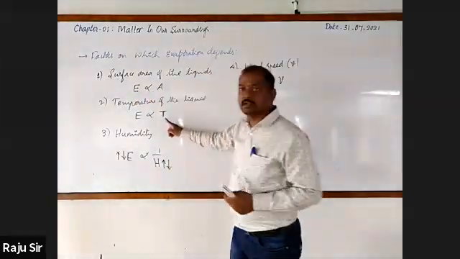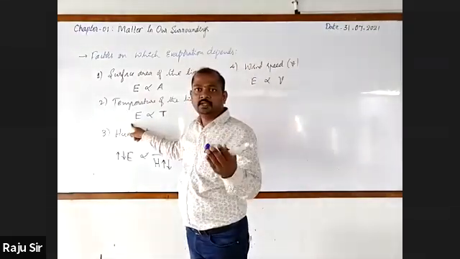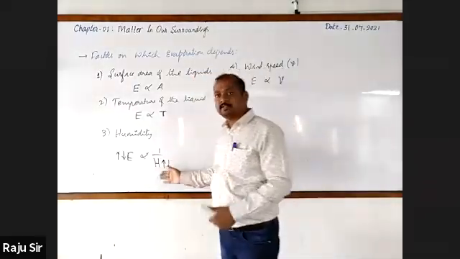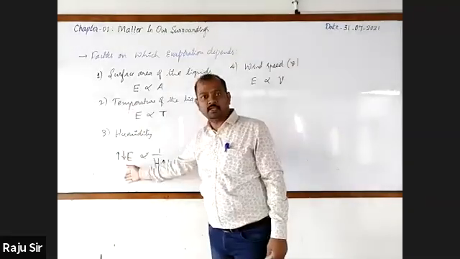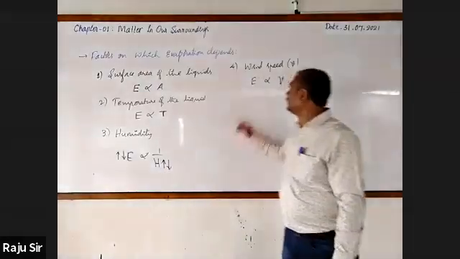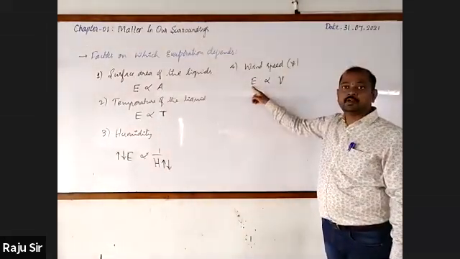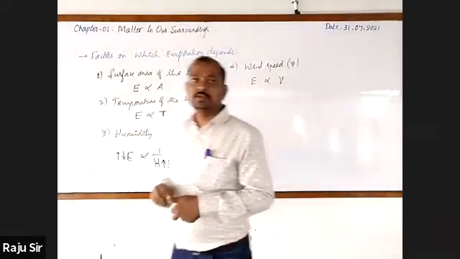Next, as the temperature increases, the rate of evaporation increases. It is directly proportional to temperature. As the humidity increases, the rate of evaporation decreases. It is inversely proportional to humidity. Then as the wind speed increases, the rate of evaporation also increases. It is directly proportional to wind speed.